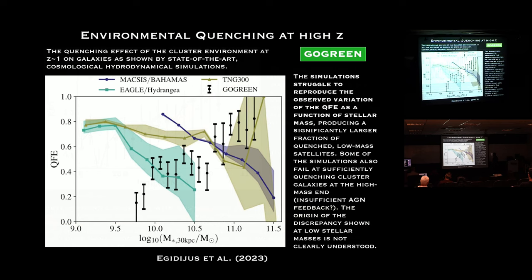This probably, because of the time, I should say very little or skip it. I have only two or three more slides left. But this is to show that we've been trying to model this quench fraction excess with state-of-the-art cosmological hydrodynamical simulations, and we're still having problems. The simulations cannot really reproduce very well what the data are telling us.